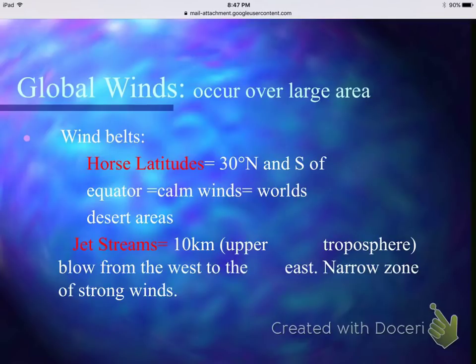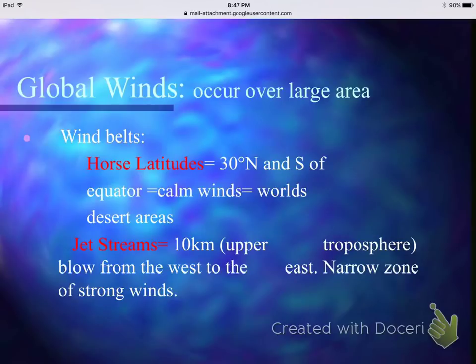Now we talked about local winds, our sea breezes and our land breezes. But now we're going to talk about global winds, which occur over large areas, all right? So there's a couple of wind belts you need to know about. The first is the horse latitudes. These are at 30 degrees north and south of the equator, and they're areas of calm winds, okay?